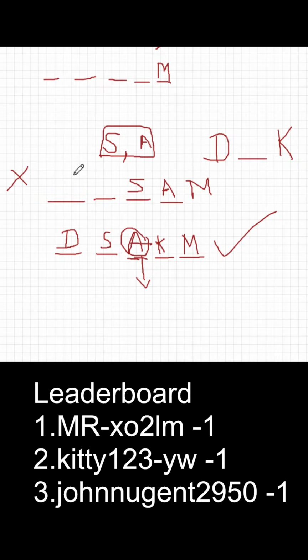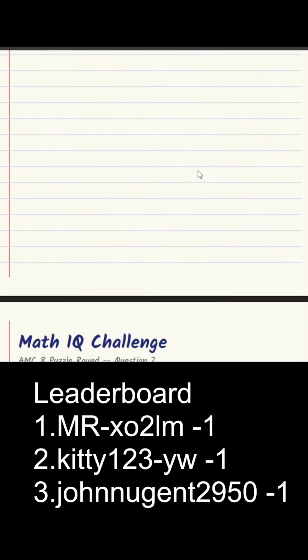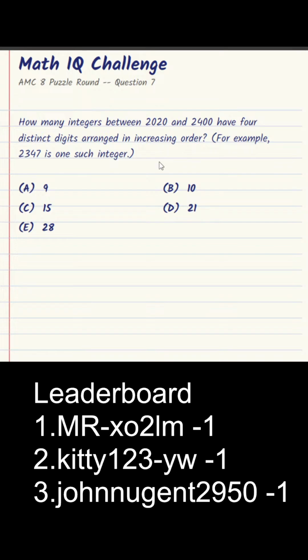Okay, so let us move to the next question. How many integers between 2020 and 2400 have four distinct digits arranged in increasing order? For example, 2347 is one such integer. So there should be an increasing order and the four digits should be distinct. The options are A 9, B 10, C 15, D 21, and E 28.